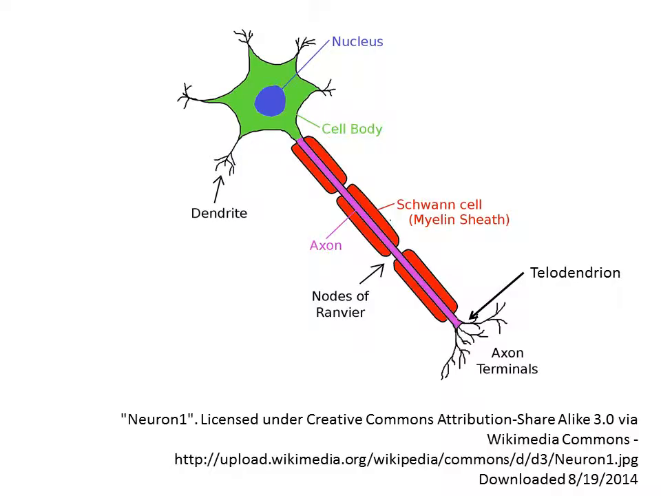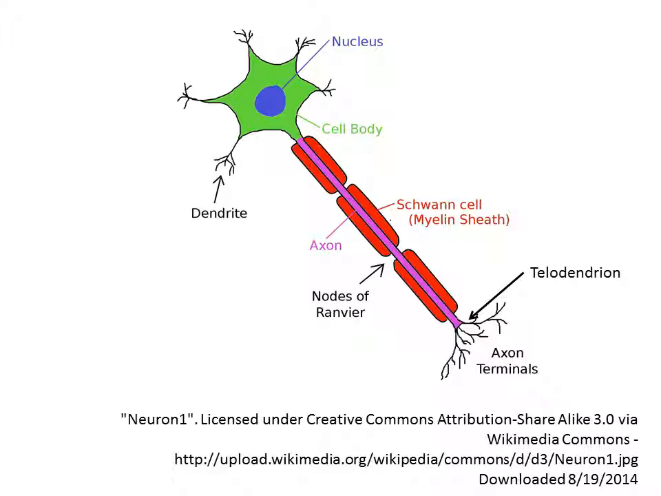Here we have a picture of a multipolar neuron. You can see the green area representing the cell body. Actually, where it's starting to come into the axon, that would be the axon hillock. You have dendrites coming off in multiple places. This would be a peripheral nerve since it's covered by Schwann cells for the myelin, forming the myelin sheath. Then we have the telodendria, and at the end of the telodendria we have axon terminals.